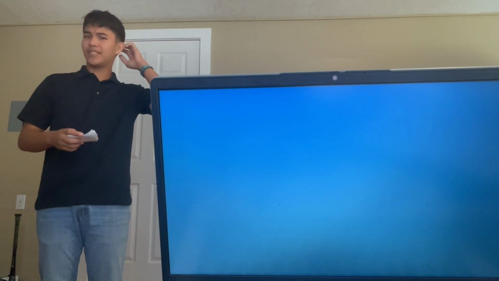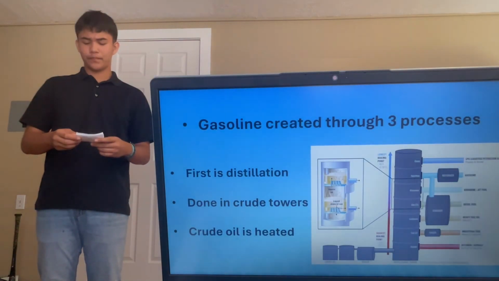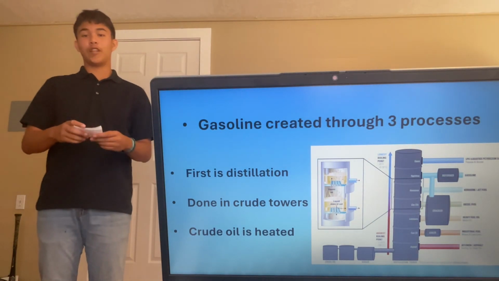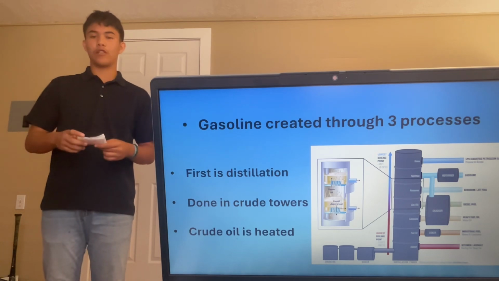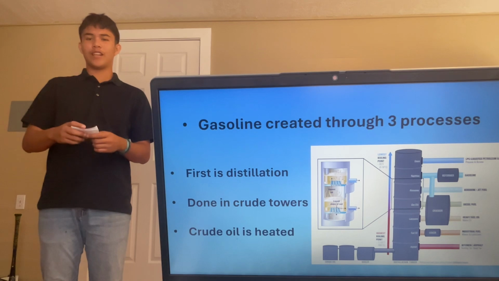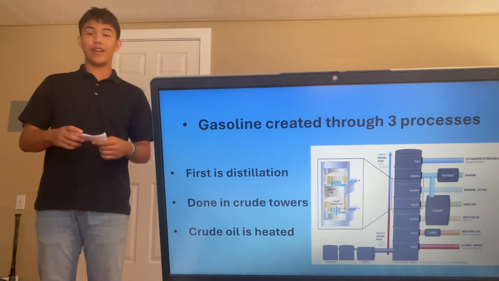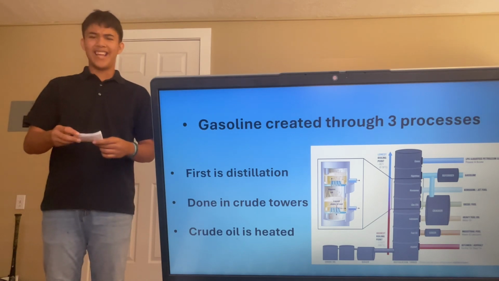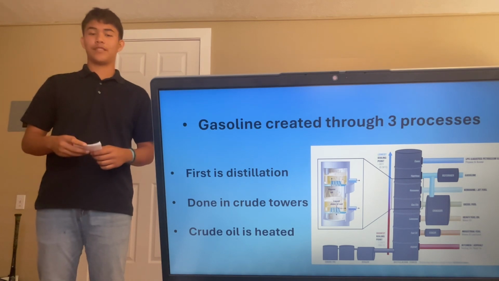Now that you know what gasoline is made of, let me tell you about how it is created. Gasoline, according to the video I found, How Is Gasoline Made from Crude Oil, the Petroleum Refinery Simplified, created on November 23rd, 2022 by Kimray Inc. and accessed on June 15th, 2024, is created through a three-step refinery process.